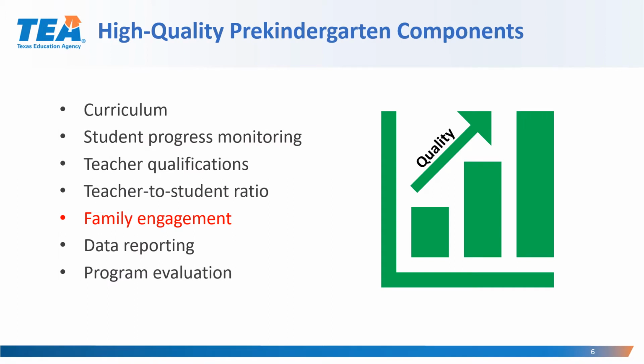So let's take a look at the high-quality pre-kindergarten components as a whole. House Bill 3 laid out these components as part of what we consider high-quality pre-kindergarten. And they are curriculum, student progress monitoring, teacher qualifications, teacher-to-student ratio, family engagement, data reporting, and program evaluation. All of these components work together to increase quality in our pre-kindergarten programs. And so today we're going to focus specifically on this area of the family engagement plan.